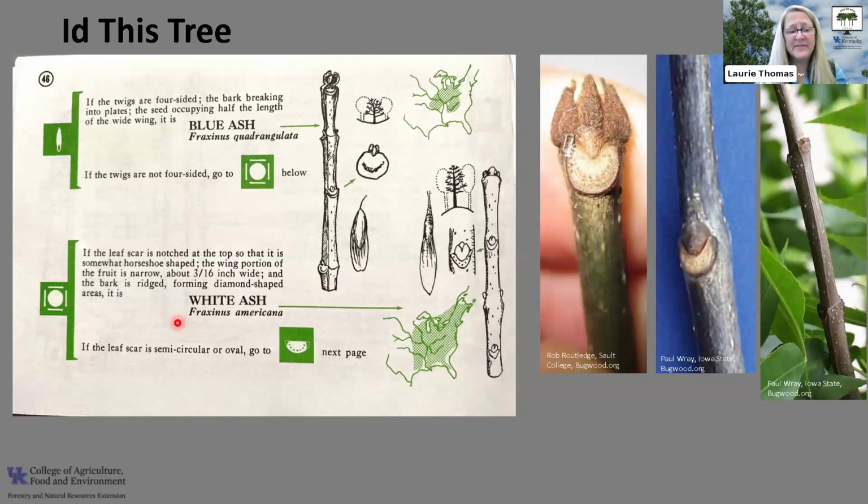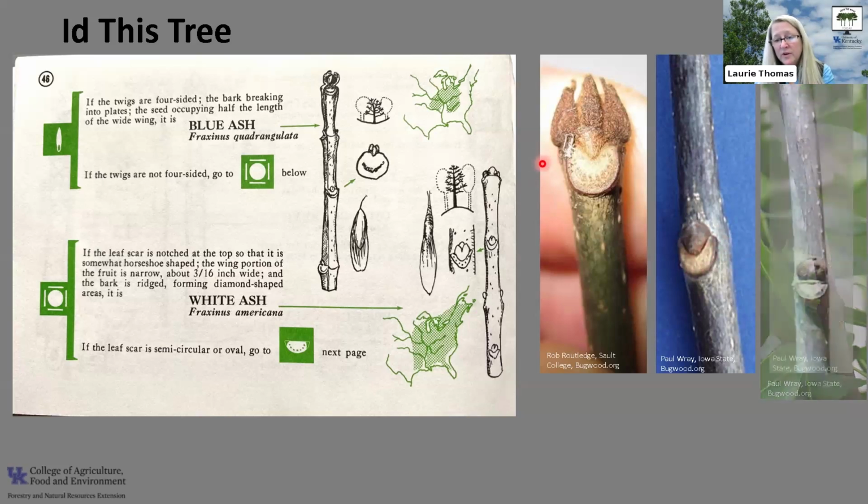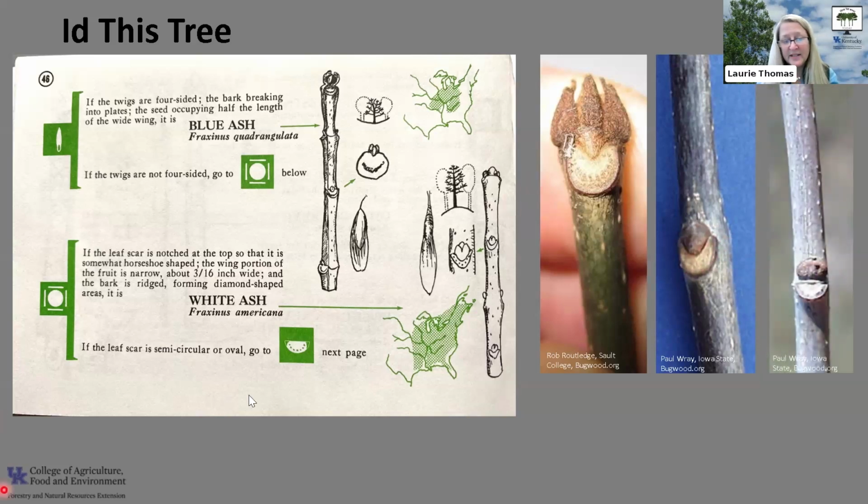Now it asks if the leaf scar is notched at the top so that it is somewhat horseshoe shaped. And then it talks about the fruit, which we don't have. Or if the leaf scar is semicircular or oval, you'd go to the next page. Well, our leaf scar definitely looks like it's a horseshoe. There's our leaf scar there. There's our leaf scar there. So if we were going to compare it to what it says, if the leaf scar is semicircular or oval, that would be a green ash.